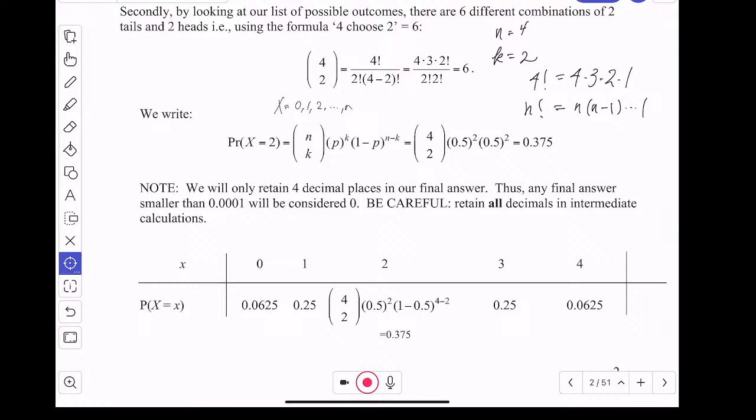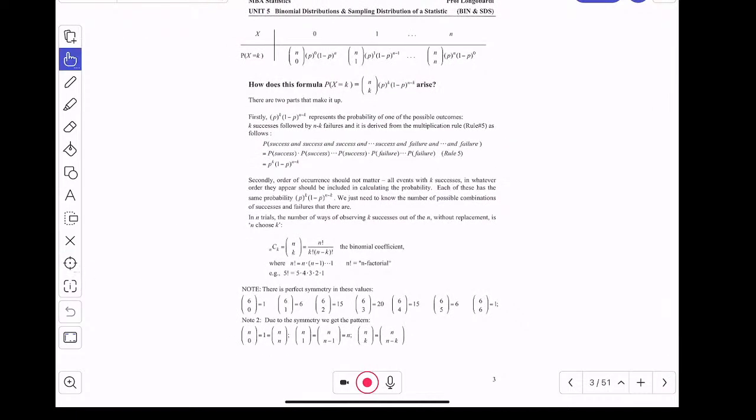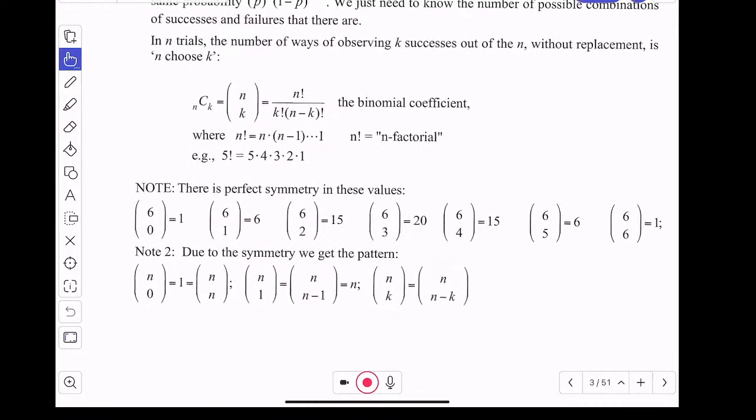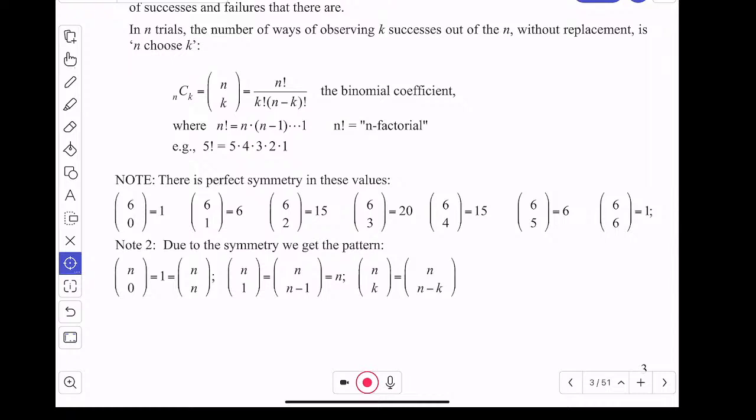I just wanted to speak a moment about the binomial coefficient, and this is all in the notes. I'm just explaining why we use that formula. If you got it from yesterday, you don't have to worry too much. You can read that through very easily. The binomial coefficient, it turns out, is symmetric. You see, this goes 1, 6, and then it's 1, 6 on this side. Then 15 and 20 in the middle.